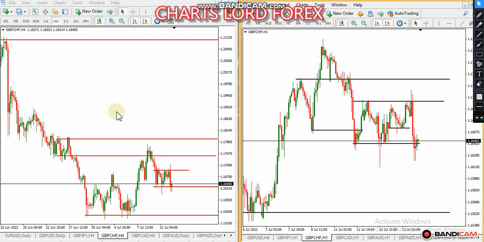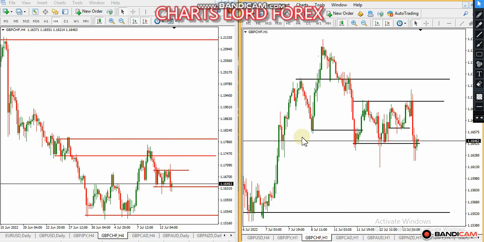So in this video, without wasting too much time, I will be looking at GBPCHF. On my left side here, I have a GBPCHF 4-hour chart, while on the right side I have the same GBPCHF, but this is the 1-hour chart.